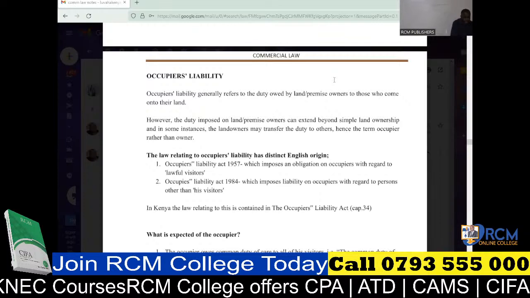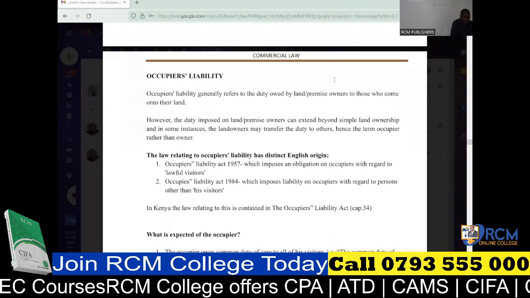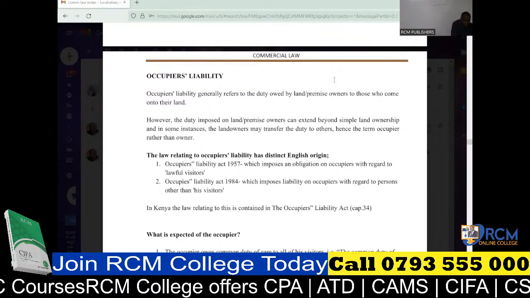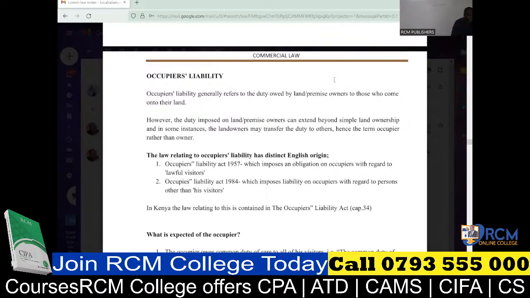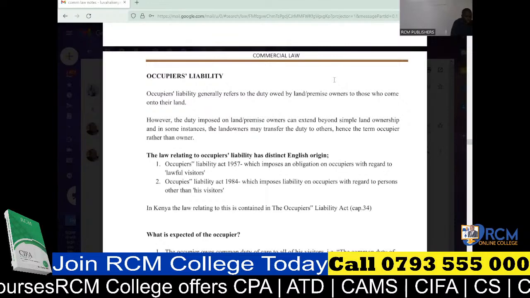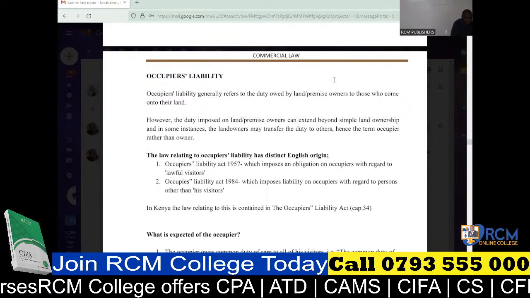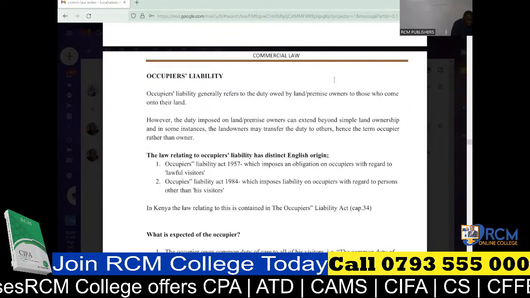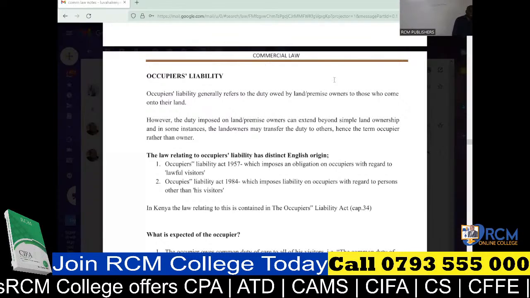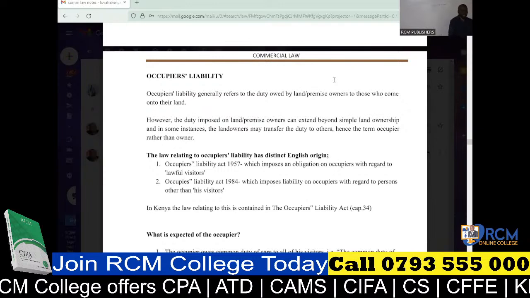In this case, we can give an example of a supermarket that occupies a building. That supermarket has certain responsibilities over those who are coming to the premises to shop. They should ensure they have put safety precautions or safety measures in place for all the shoppers visiting the premises. Because they are the occupiers of that building, they must be held responsible or accountable for all those who are coming to the building. So in case of any injury to any such persons, they can be held responsible as the occupiers.